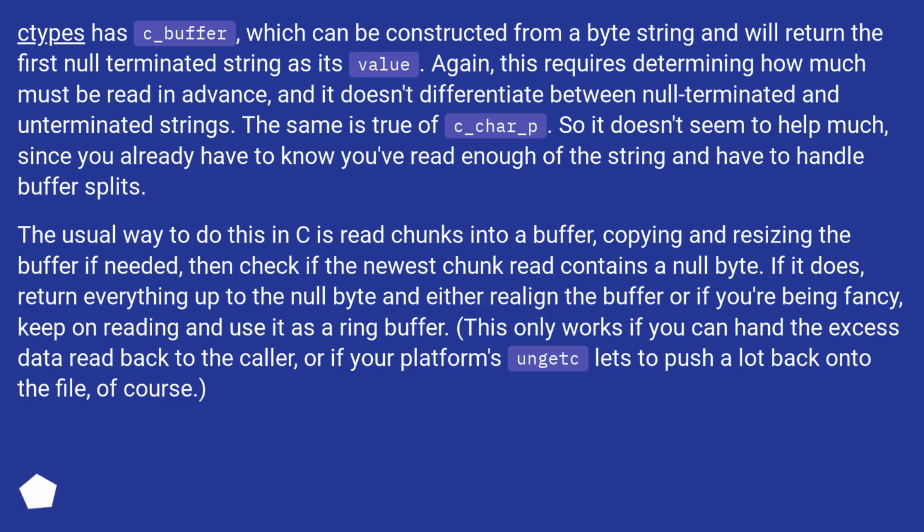The usual way to do this in C is read chunks into a buffer, copying and resizing the buffer if needed, then check if the newest chunk read contains a null byte. If it does, return everything up to the null byte and either realign the buffer, or if you're being fancy, keep on reading and use it as a ring buffer. This only works if you can hand the excess data read back to the caller, or if your platform's ungetc lets you push a lot back onto the file, of course.